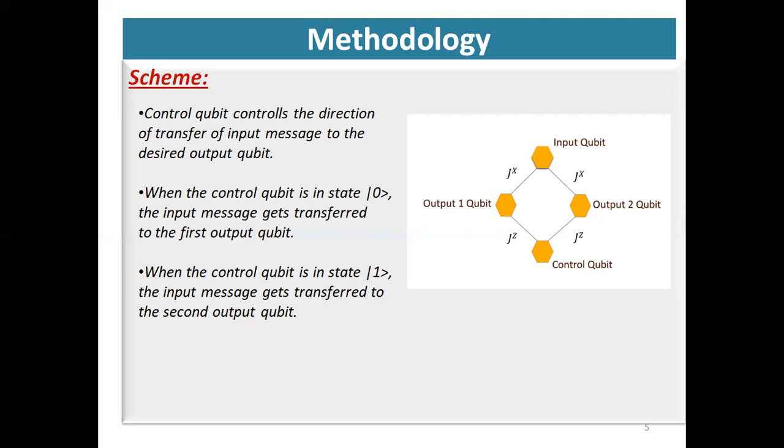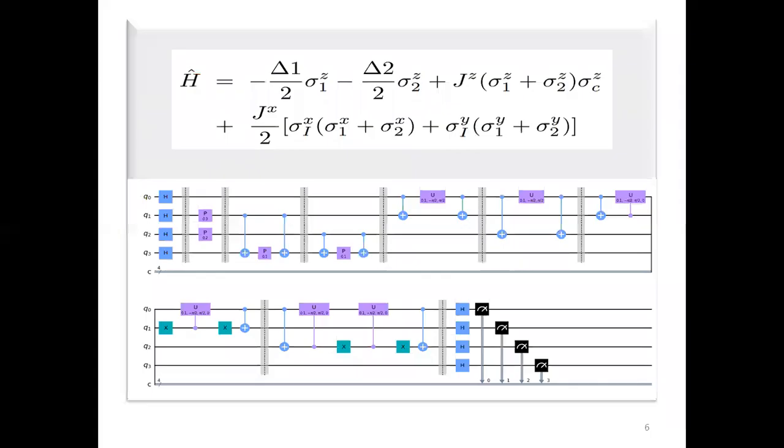So this is the scheme which has been proposed already in a paper. I talked about the reference paper we have. So this is the idea of this Hamiltonian, of this router. Now it's Hamiltonian based, right? So we have different terms in here.